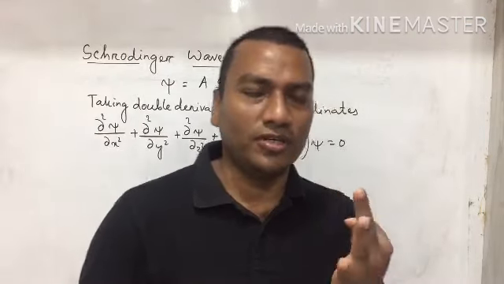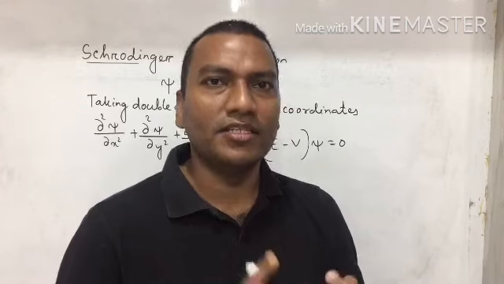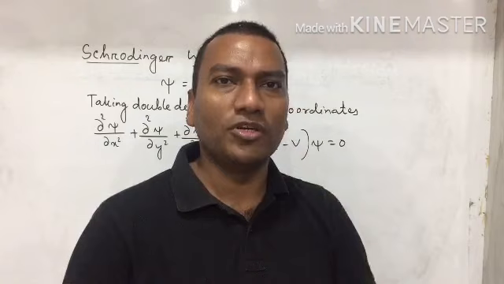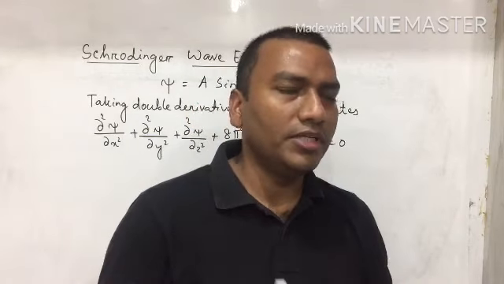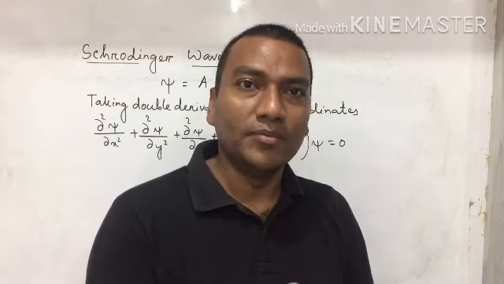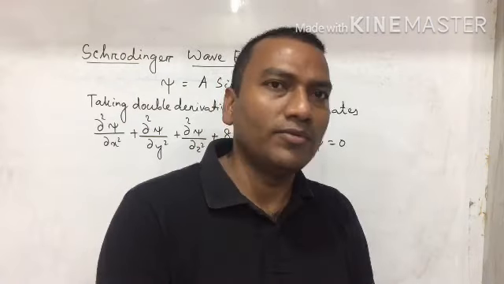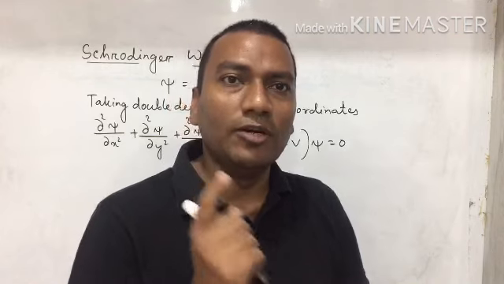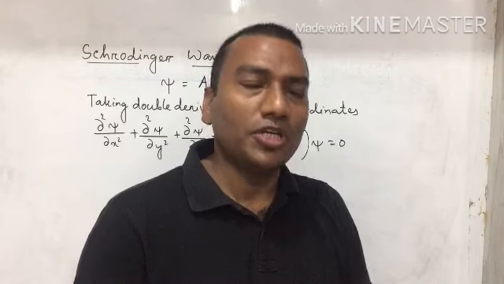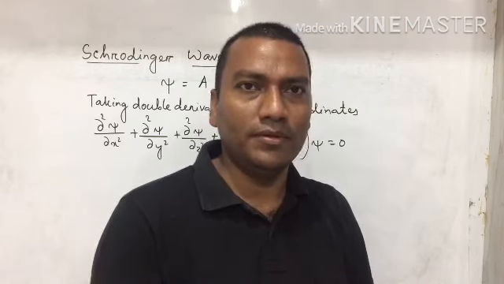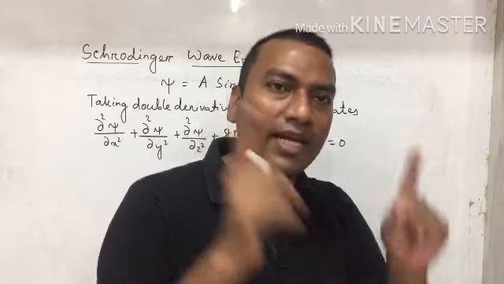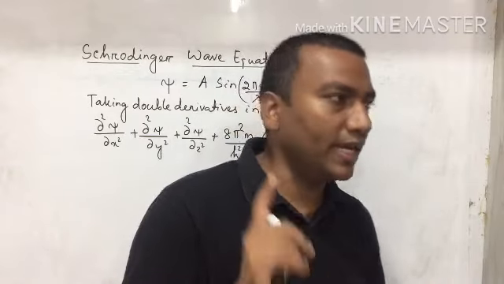Like this, 3 equations will come: one on the x axis, another on the y axis, and another on the z axis. Now, first we take the single derivative, d psi, and one mathematical equation will come. Then we take the double derivative, d square psi. If you take the double derivative of the 3 equations and add them, you will get one equation.